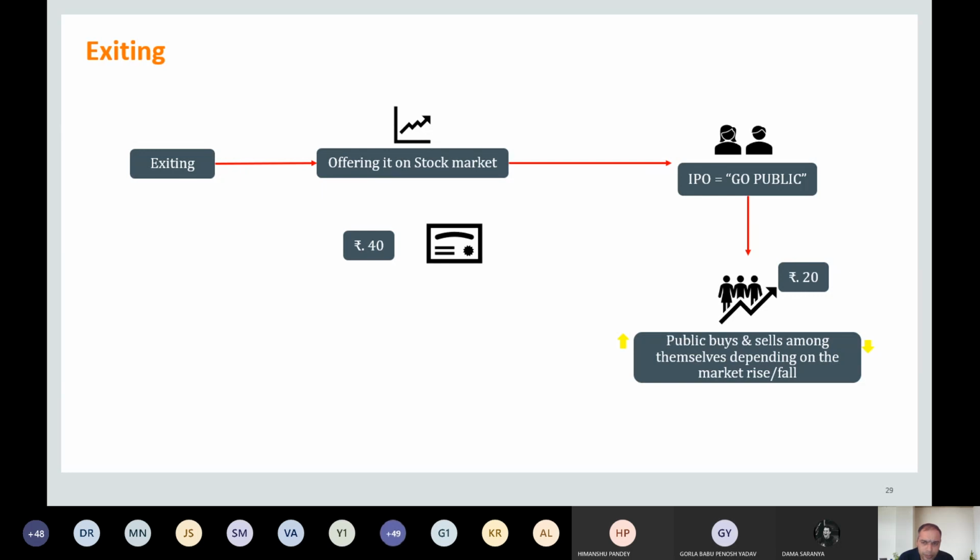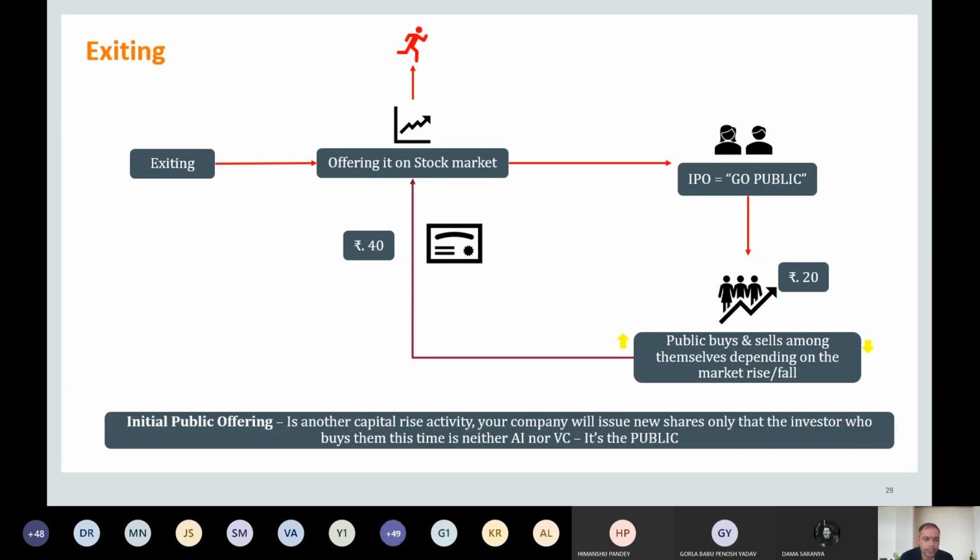So now what will happen? When it rises, imagine your share value reaches 40 rupees. From 20 rupees, now your share value reaches 40 rupees. You can sell that in the market and you can exit. So you'll make a very good profit. This is called an initial public offering. Like this, you can do it any number of times, and whenever you feel that your share value has risen and that's the best you can get, you can exit the company.